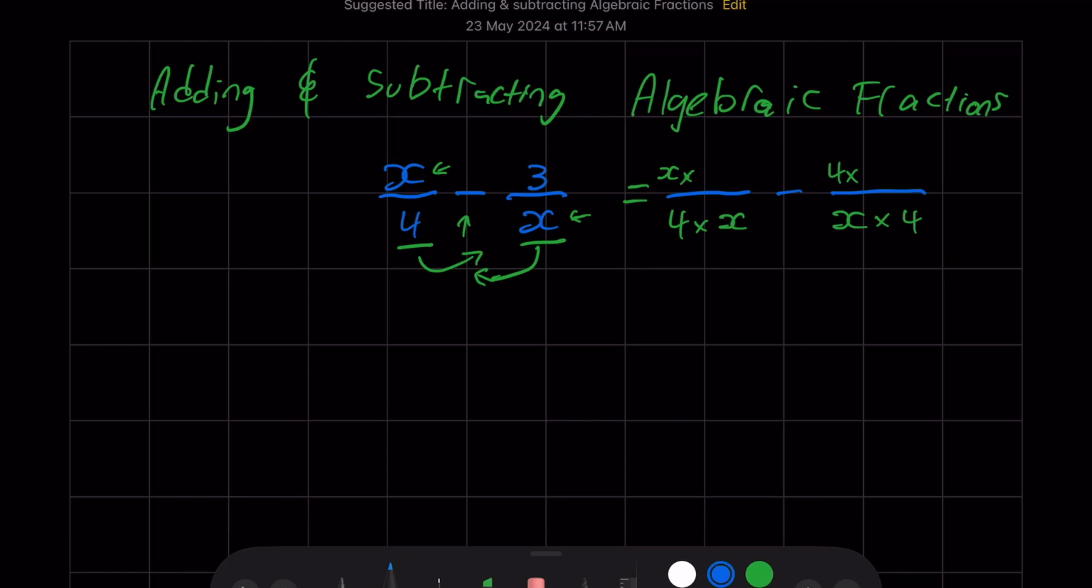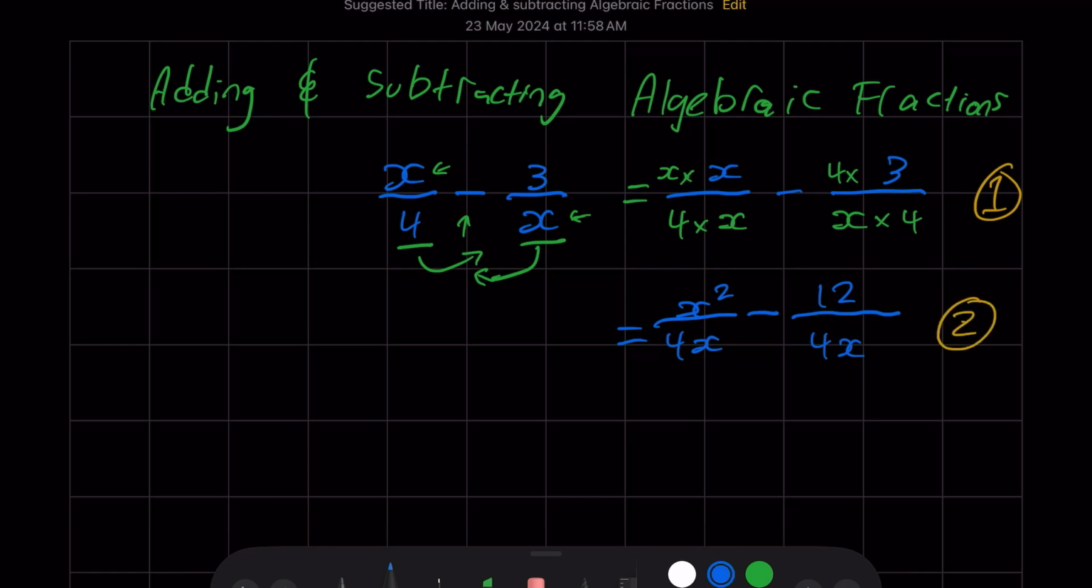Let's put in our numerators. So we have x on our first bracket and 3 on our second bracket. So that is step 1 done. Step 2 is to answer these multiplication questions we have given ourselves. X times x is x squared. 4 times x is 4x. Subtract. 4 times 3 is 12. And x times 4 is 4x. That is step 2. Done.